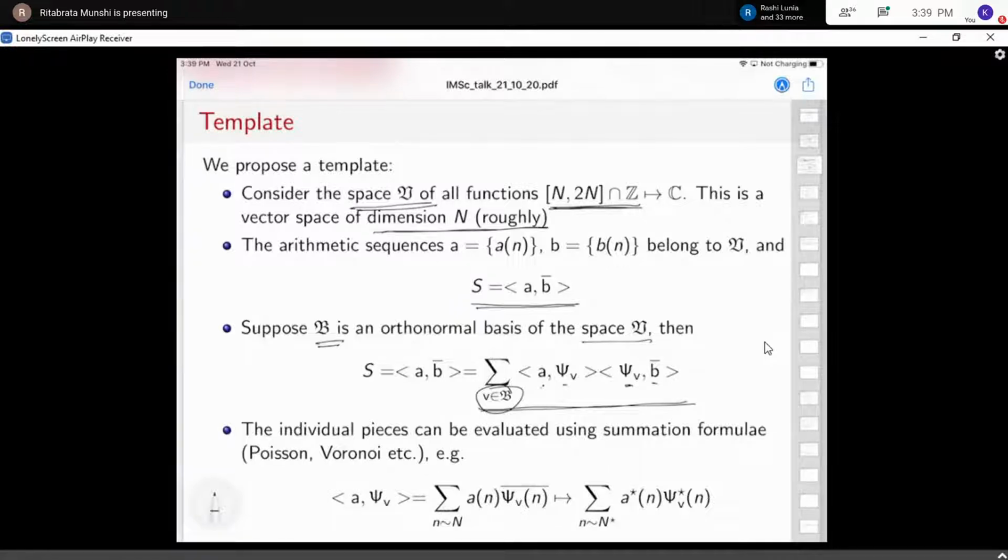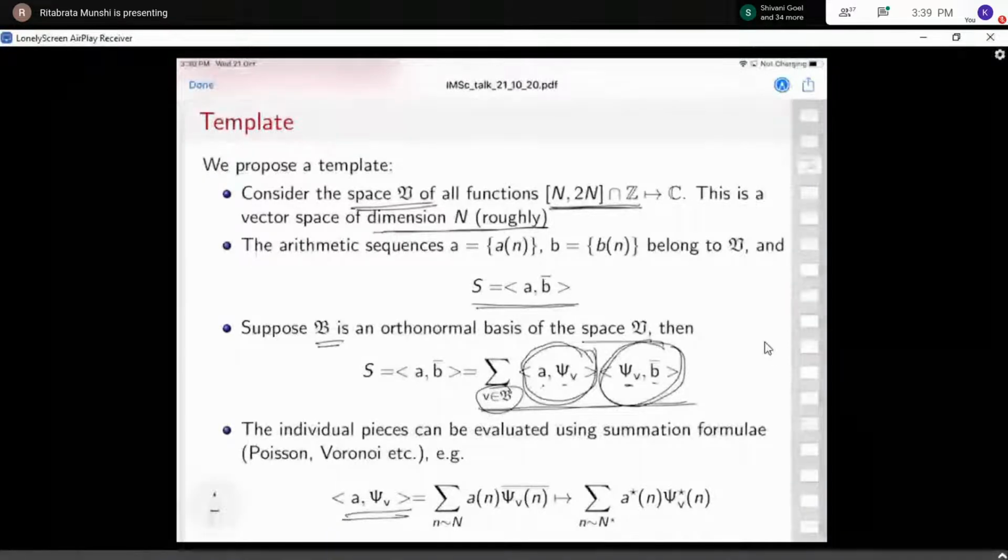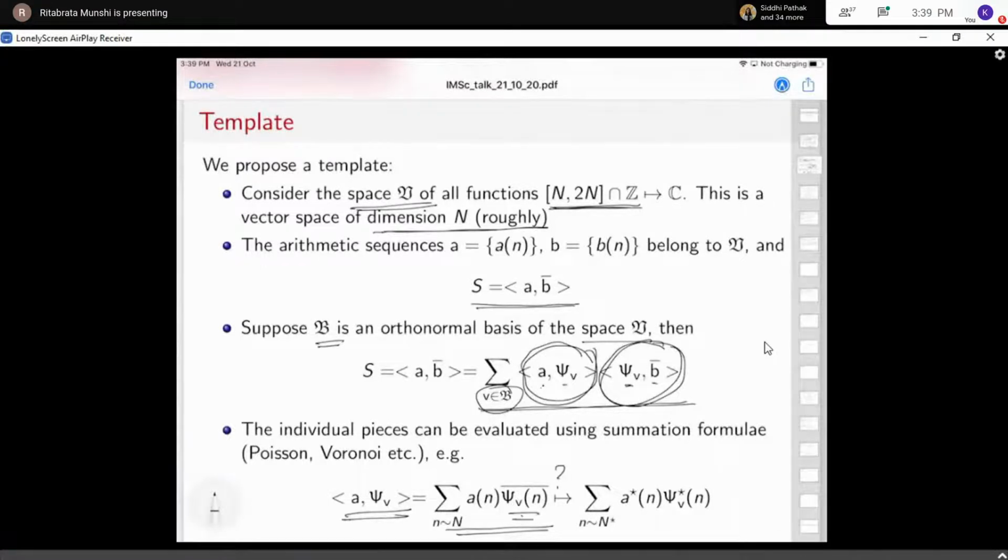And then for each of these pieces individually, we are going to analyze them using a summation formula. For example, if you look at this particular inner product sum over here, there will be some sort of summation formula, which will depend upon what type of basis vectors you have picked. I'll tell you about some standard basis vectors. Then we'll have a summation formula which will relate this sum with a dual sum, which will have a different length, which I'm calling N star, and a different type of arithmetic sequence, a star n, and a different type of basis element, psi v star. Soon I'll give you some examples, and then it will become clear what I'm talking about.